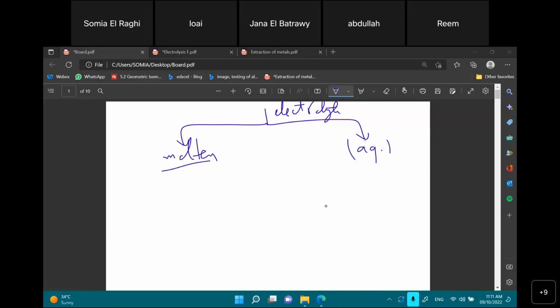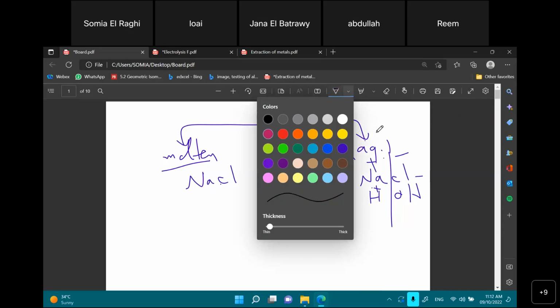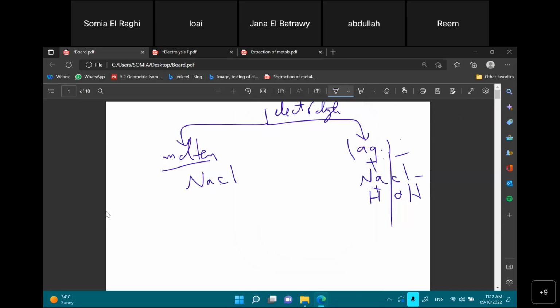For molten, we just melt sodium chloride, for example. But this one, I dissolve in water. In this case, we have 4 ions that compete with each other. That is the last part done last lesson. We will repeat it again. But the molten salt is very, very simple. If they give you molten salt, we can get a metal from a molten salt.